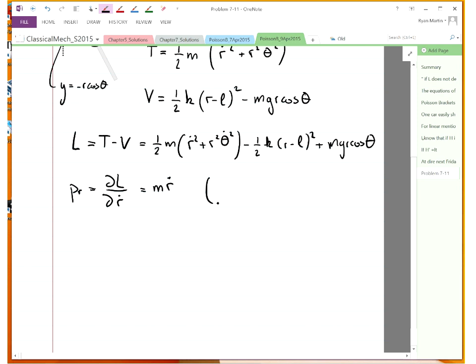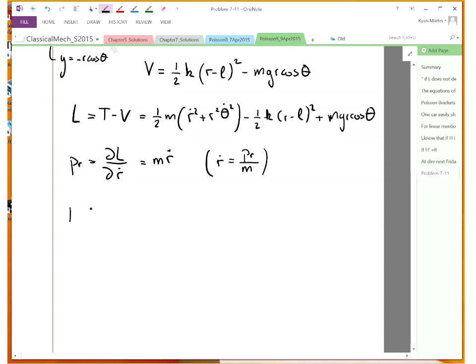Eventually, I'm also going to need to get rid of R dots in favor of PRs. So I'm just going to write that now. I can tell that R dot is PR over M. So later when I have to get rid of R dots, I can go look up this equation.